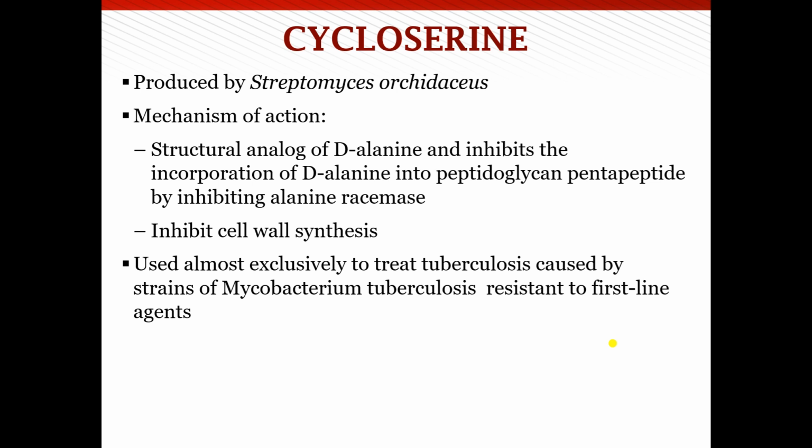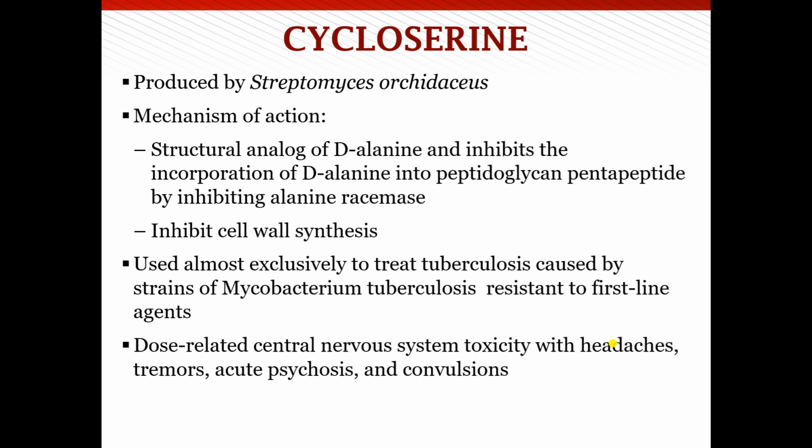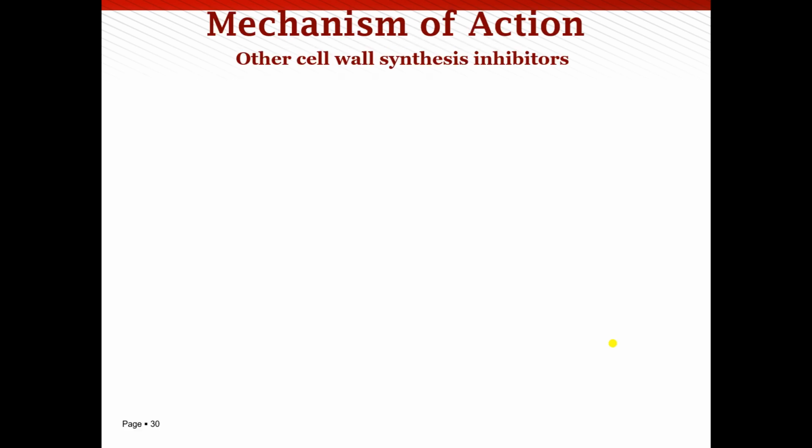It is used almost exclusively to treat tuberculosis nowadays, as a second line drug for tuberculosis. Side effects associated with cycloserine are central nervous system related toxicity, which include headache, tremors, acute psychosis and convulsion, which requires constant monitoring of the patient.